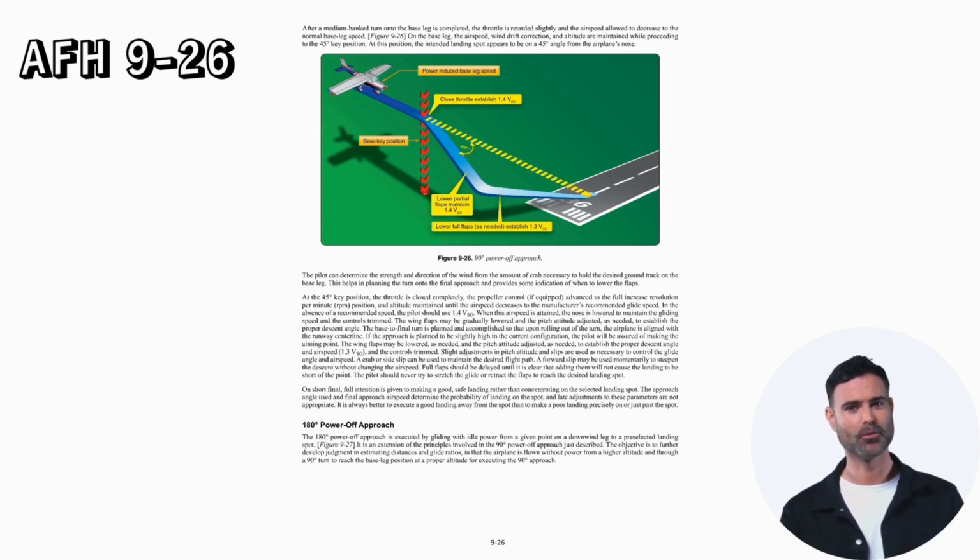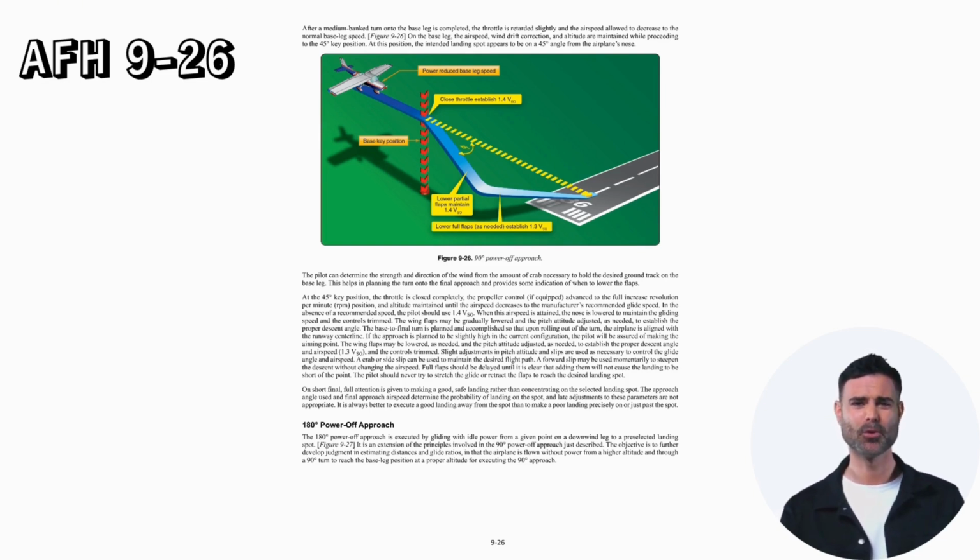At the 45-degree key position, the throttle is closed completely. The propeller control, if equipped, is advanced to the full increase RPM position and altitude maintained until the airspeed decreases to the manufacturer's recommended glide speed. In the absence of a recommended speed, the pilot should use 1.4 VS0. When this airspeed is attained, the nose is lowered to maintain the gliding speed and the controls trimmed.